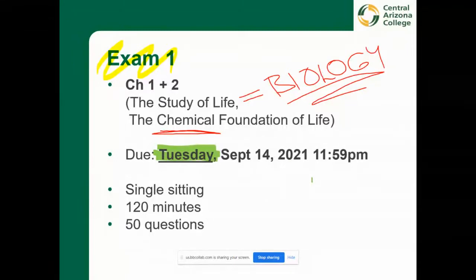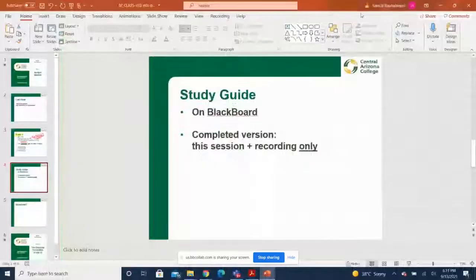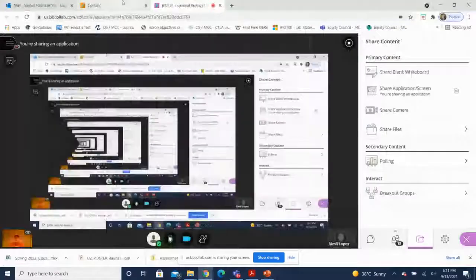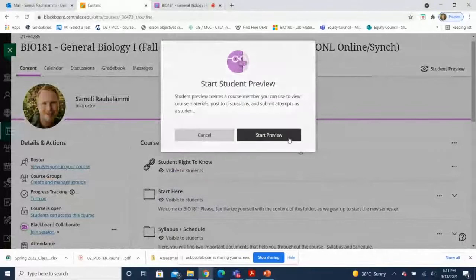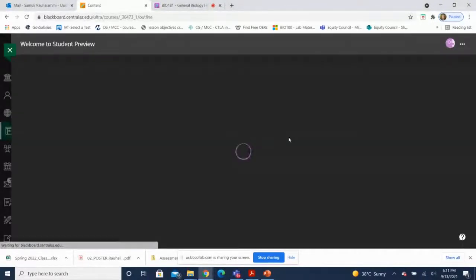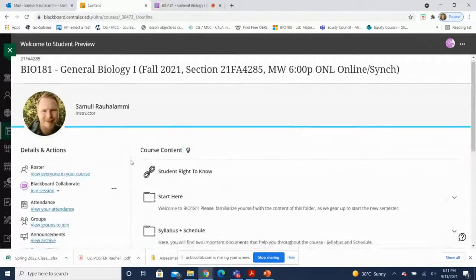What I'm going to do now, I'm going to jump off from this presentation, and we're going to go to our Blackboard course. There's something that I want to show you from there, and that's going to be our study guide. I'm just going to jump to the similar view that you would have as a student in this class. Let's let Blackboard load it up. So you should be seeing something very much like what we're seeing here.